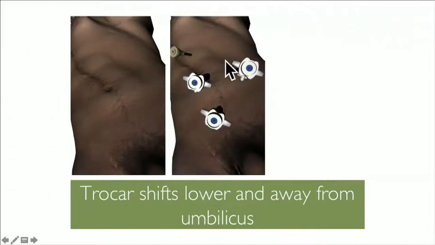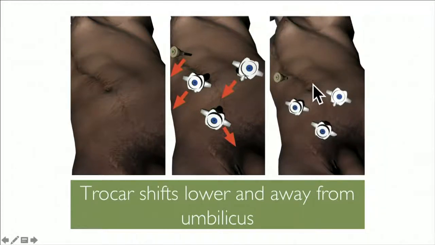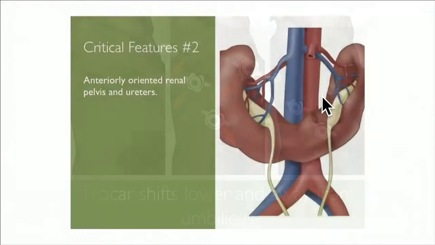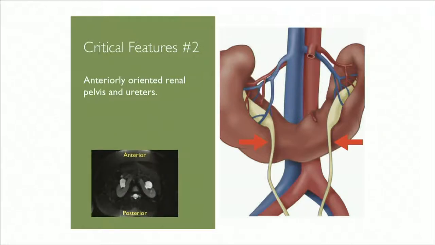So if we're dealing with a standard kidney doing a straight laparoscopic procedure, we might have something like this. But because the kidney's lower, you're going to want to shift your ports away from the umbilicus to provide access to a lower region of the abdomen. Our second feature is that they have anteriorly oriented renal pelvis and ureters. That actually can be to your advantage for various surgical approaches to the horseshoe kidney, such as approaches for pyeloplasty or for pyelolithotomy.